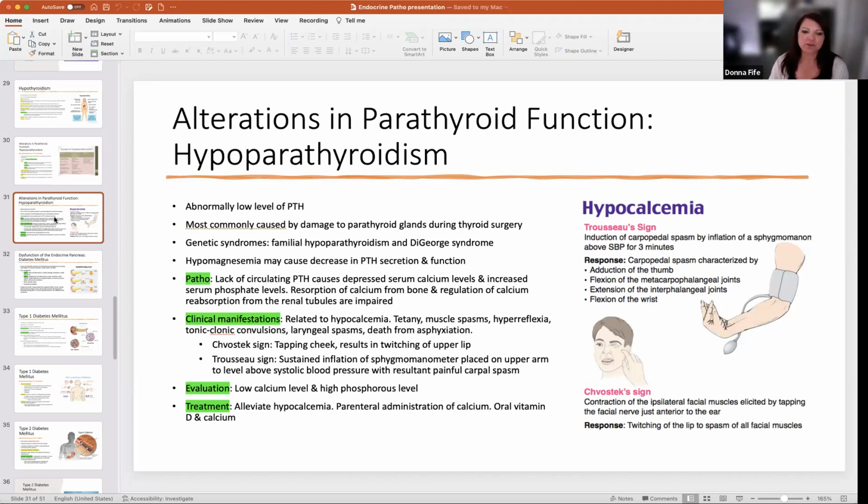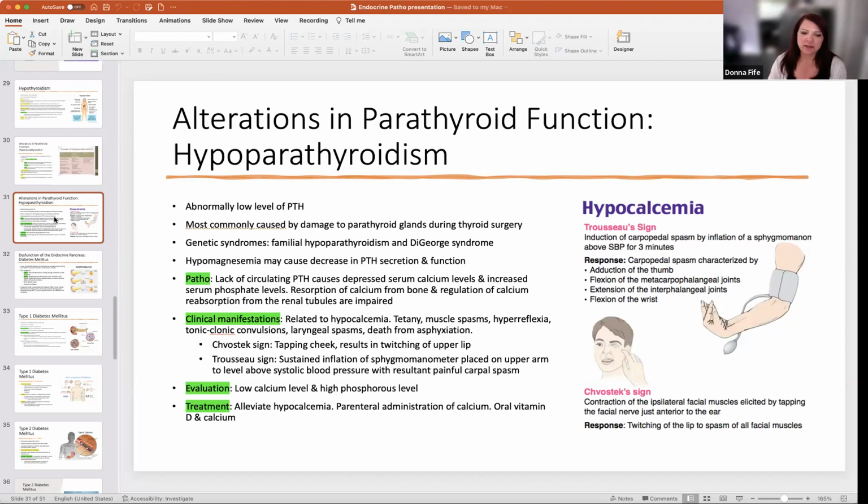Pathophysiology: a lack of circulating PTH causes depressed serum calcium levels and increased serum phosphate levels. Resorption of calcium from bone and regulation of calcium resorption from the renal tubules are impaired. Clinical manifestations are related to hypocalcemia. Patients may have tetany, muscle spasms, hyperreflexia, tonic-clonic convulsions, laryngeal spasms, and death from asphyxiation.